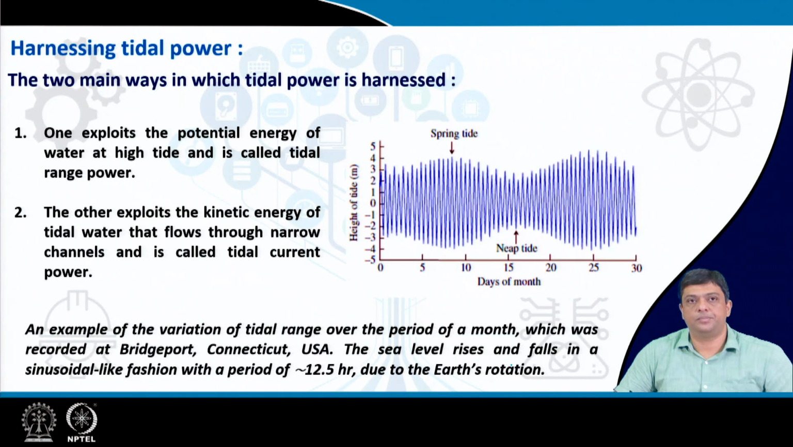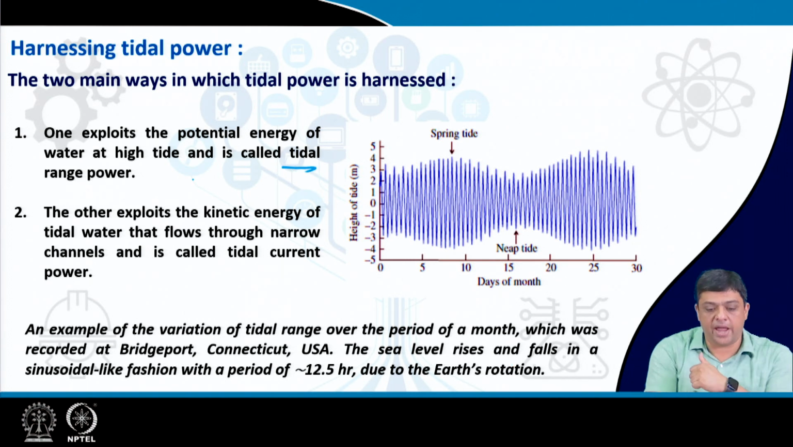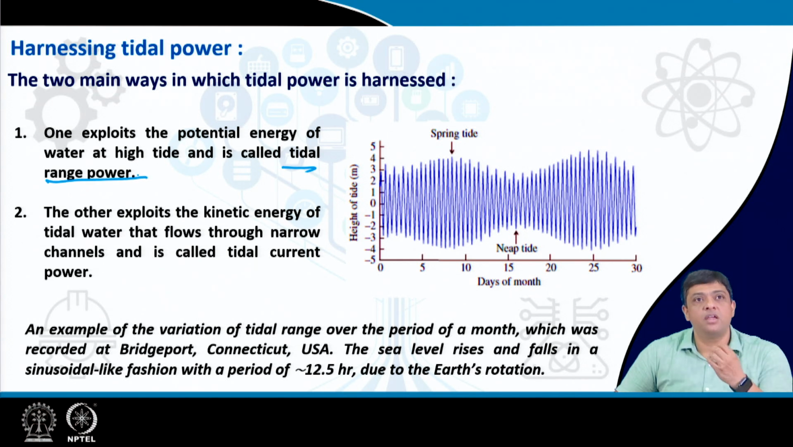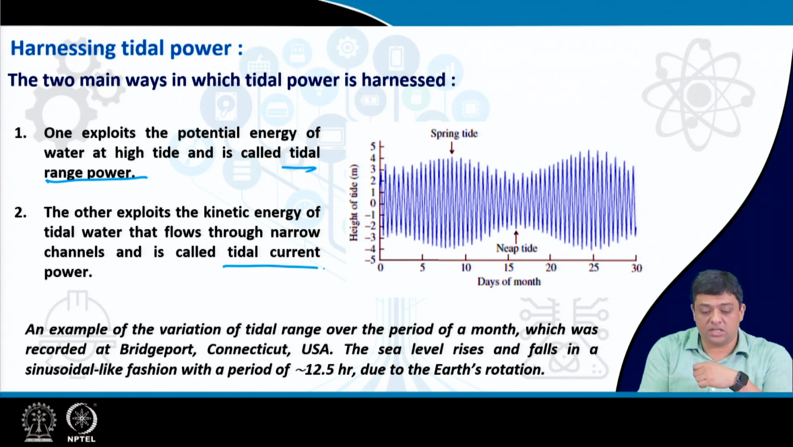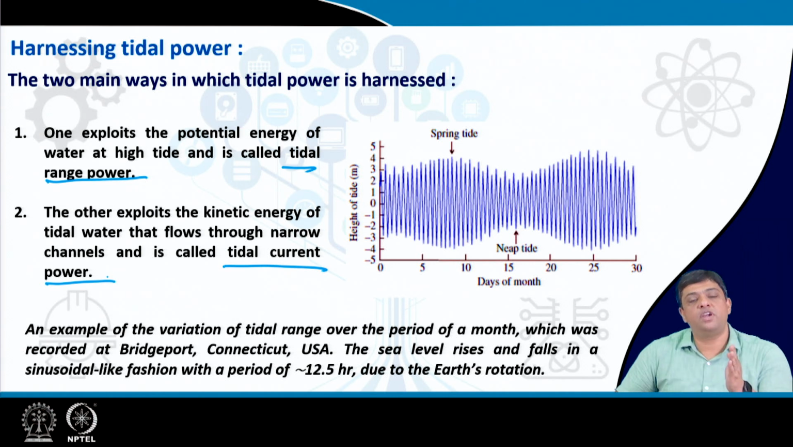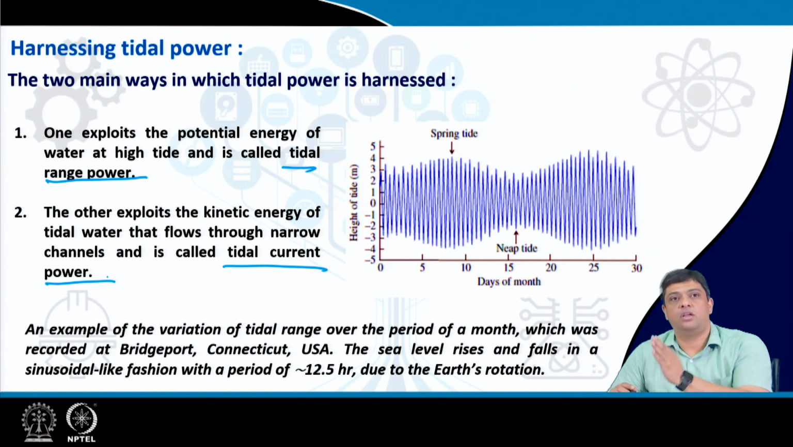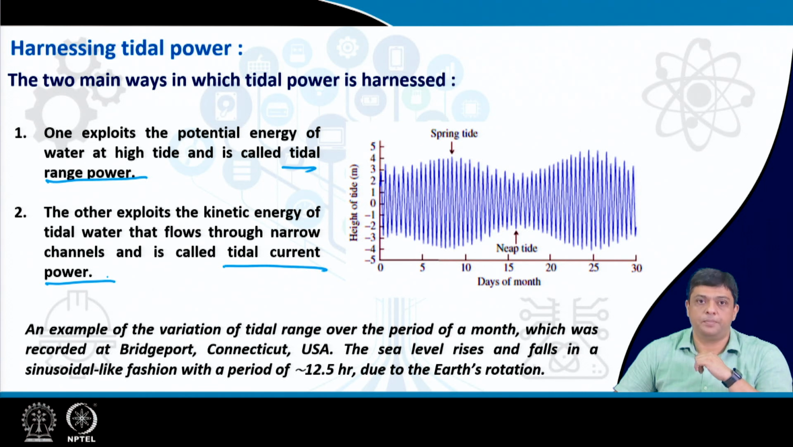you will obtain. As we discussed in the previous lecture, there are two ways of extracting tidal power. One is tidal range power. What do we do there? We exploit the potential energy of the water at high tides. And the second is the tidal current power, where we consider the flow of the tidal water. And examples are already available where such concepts have been used.